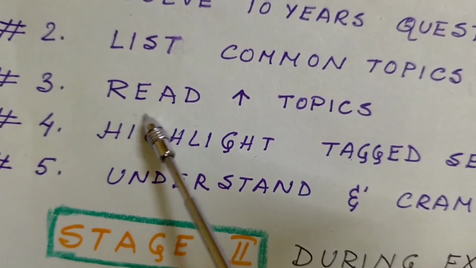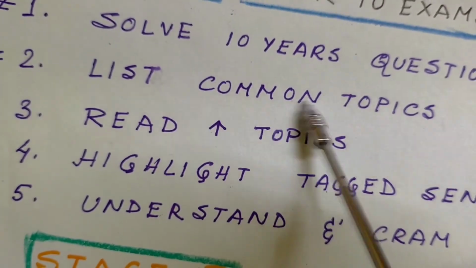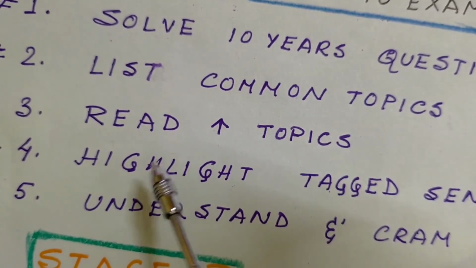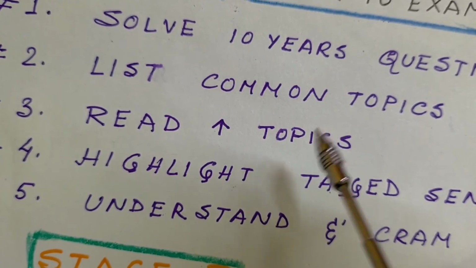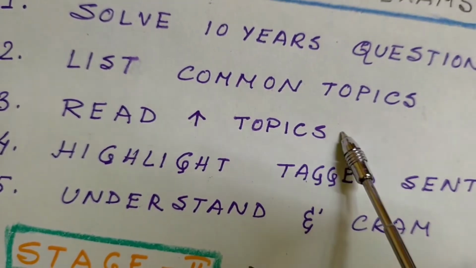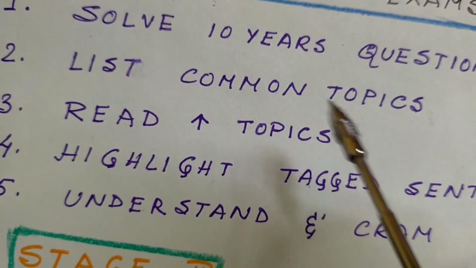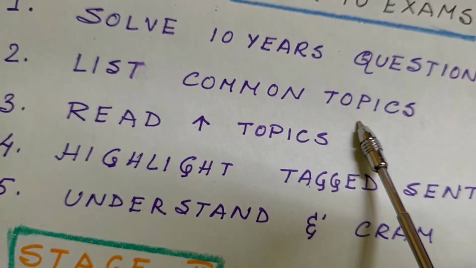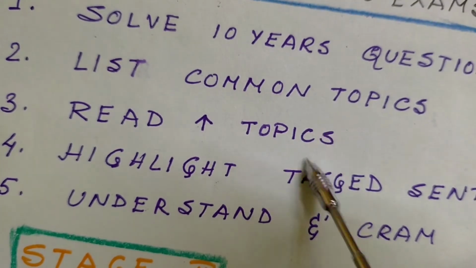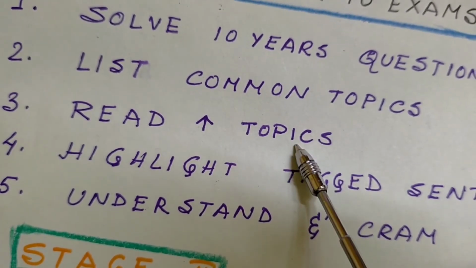Number 3 is you read the topics. These common topics which you have listed, you read these topics at least 10 to 15 times. Just give them a reading. Maybe one paragraph is the topic, so give that paragraph a reading, and read that paragraph by understanding it.